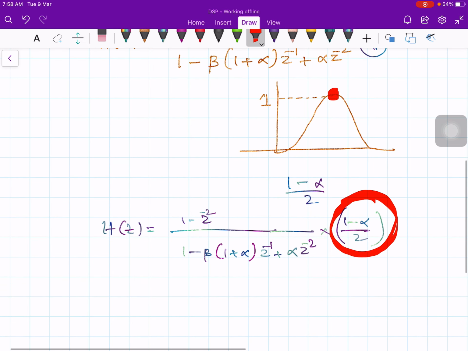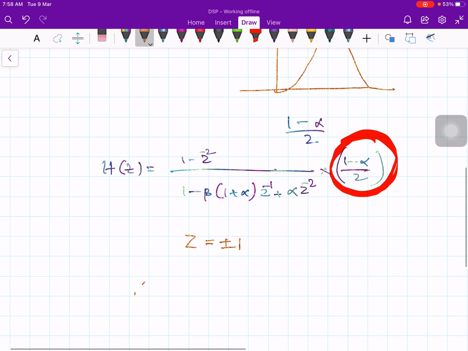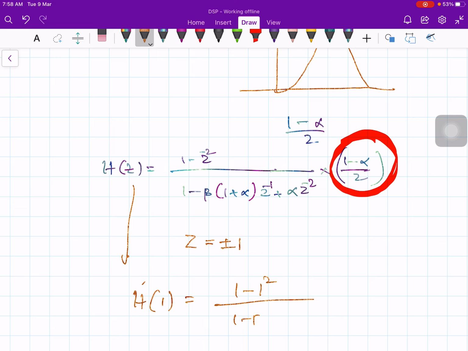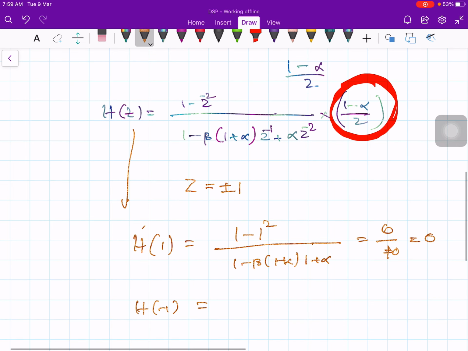Now you can see that at z equal to plus or minus 1, the magnitude would be 0. You substitute z equal to plus 1 and the magnitude would be 0. So H of 1 is equal to 1 minus 1 squared. Doesn't matter what is going to happen in the denominator. You can substitute 1 minus beta times 1 plus alpha times 1 plus alpha. That's it. So numerator is 0 and the denominator is non-zero. Therefore it is 0. Similarly, H of minus 1 also will be equal to 0.